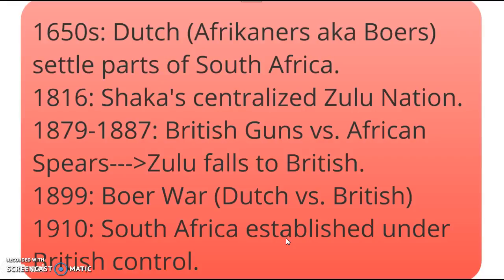So the British are going to defeat the Zulus, but barely. Then the Dutch are going to declare war on the British right after that. The British are going to beat the Dutch, and when they win that war, called the Boer War, they're going to unite all of the Dutch land and all the British land into one gigantic European country called the Union of South Africa, which is still there today. And it's going to be run by white Europeans.